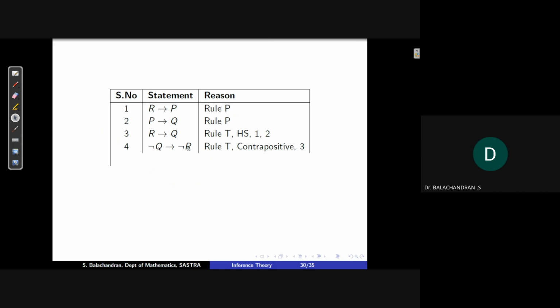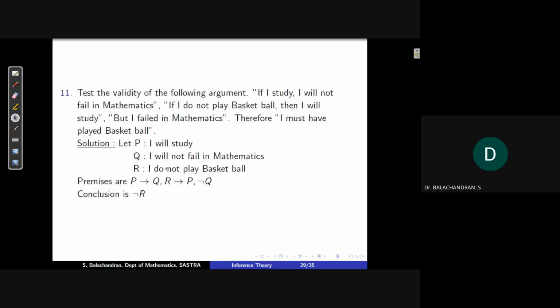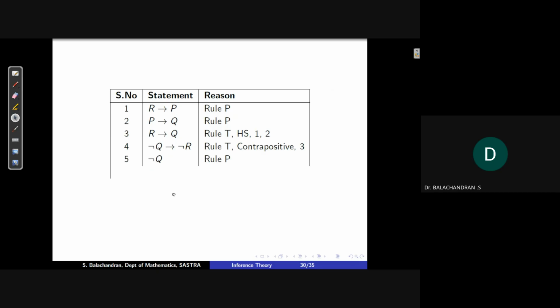Next step, I will introduce negation Q. That is rule P. Now P, and P implies Q, gives negation R. So that's all. You can see here, negation R is your conclusion. So we got it, using 4 and 5.